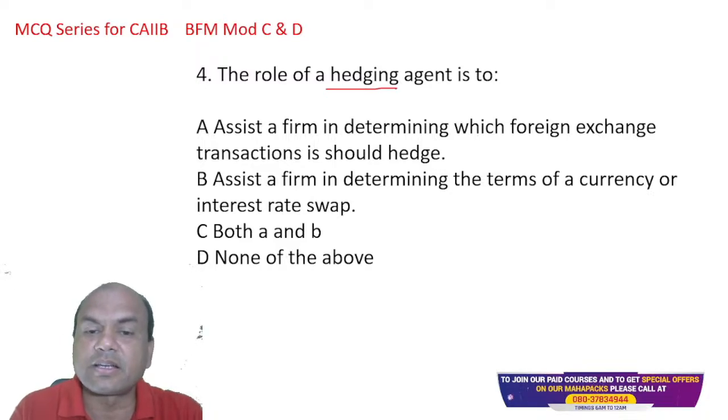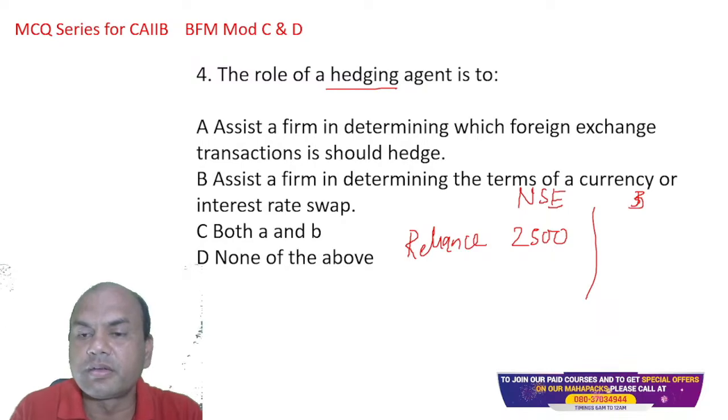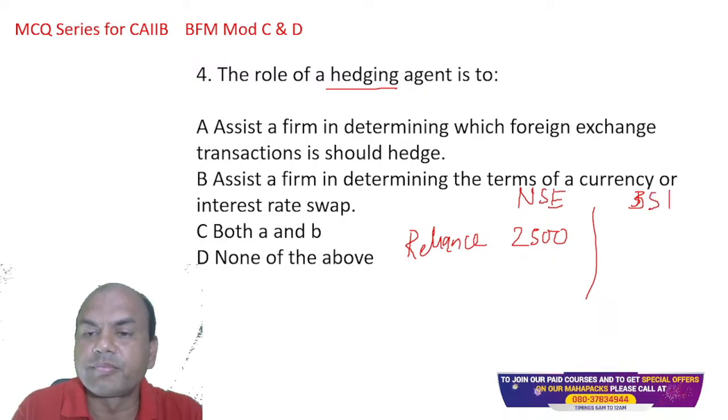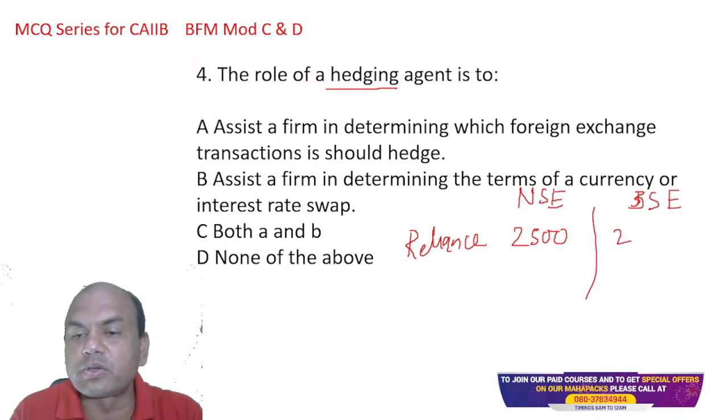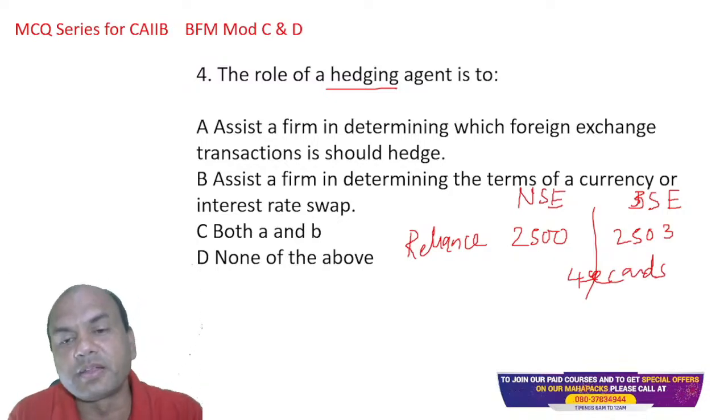Suppose there is a Reliance share, and in NSE it's running at 2,500, and in BSE it is running at 2,503. Now this difference happens only for 3 to 4 seconds, not more than that. So within these 4 seconds, the whole game is played.